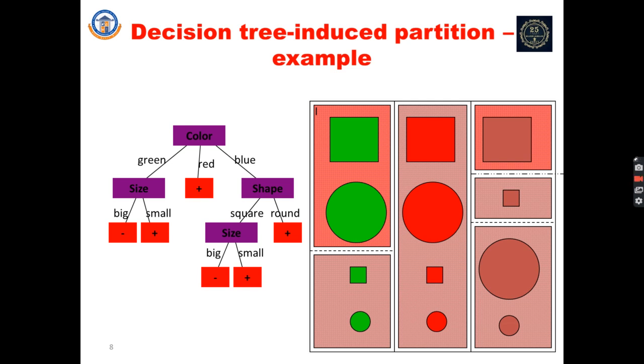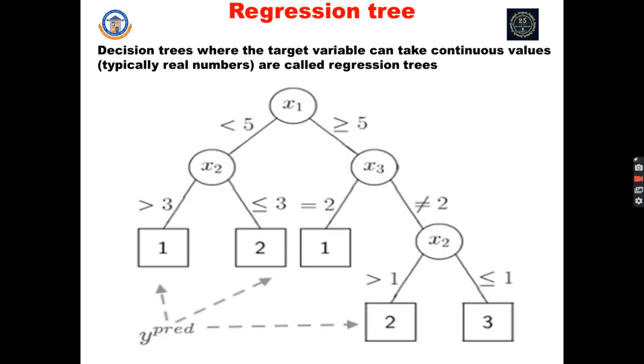But if the color is blue, the shape is square and the size is big, we will consider it negative. And if the color is blue and the shape is round, it is considered positive. In case the color is blue and the shape is also square but the size is small, then it will be considered positive.